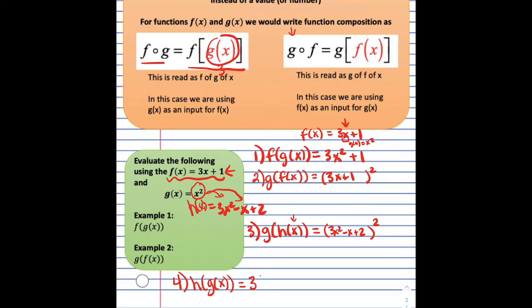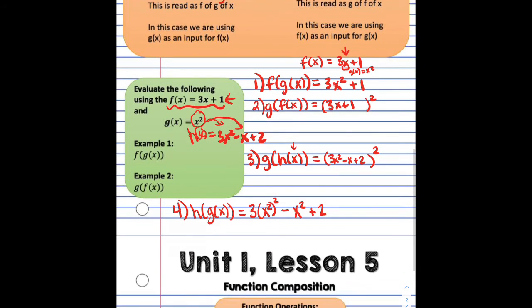So I'm going to start out with my h of x. I have 3. Instead of x, I'm writing x squared. And in h of x, I'm squaring that first term. Then I have minus. Instead of x, I'm writing x squared and plus 2. Okay? I want to go ahead and try one more.